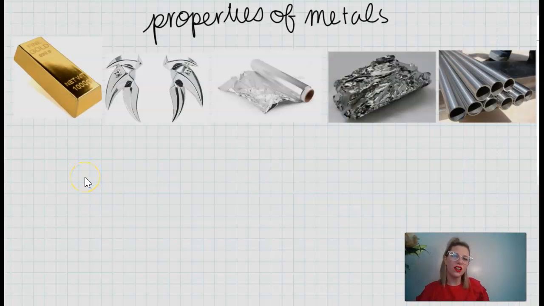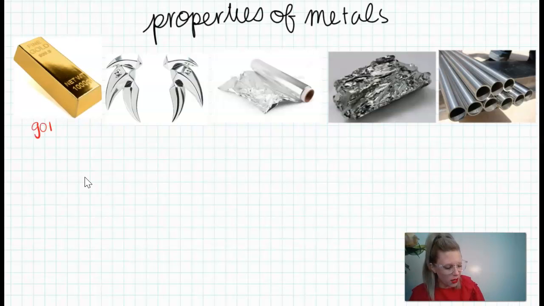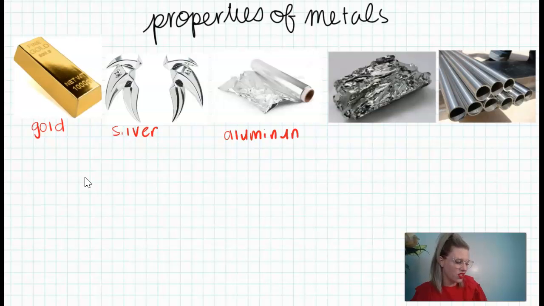Today we're going to be talking a little bit about the properties of metals, nonmetals, and what we call semimetals, also known as metalloids. As you can see on your screen here, I've included 5 images of metals. Our first metal that you see is a gold bar. The second is a pair of silver earrings. The third image is aluminum foil. A lot of us probably have that in our kitchen.